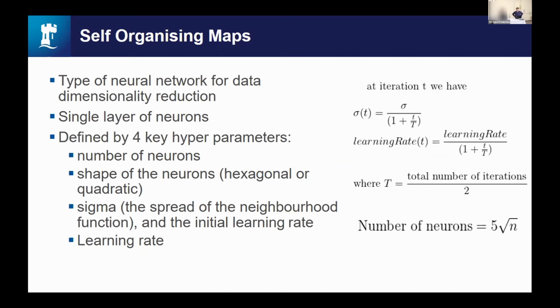It is nice, and we had yesterday, or today as well, again, the discussion about interpretability. It has no hidden layers. It has a single layer of neurons. And I just mention here the 4 key hyperparameters, which are the number of neurons, the shape, which is normally only the decision whether these neurons are hexagonal or quadratic, which is how they interact with their environment, and a sigma value, which is the spread of the neighborhood function, and the learning rate.